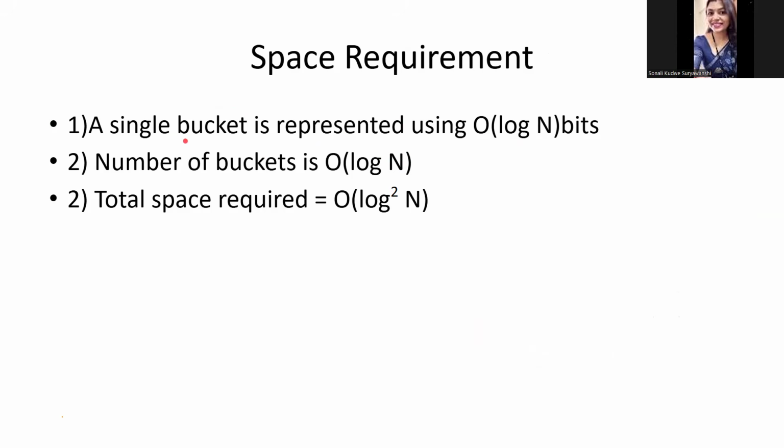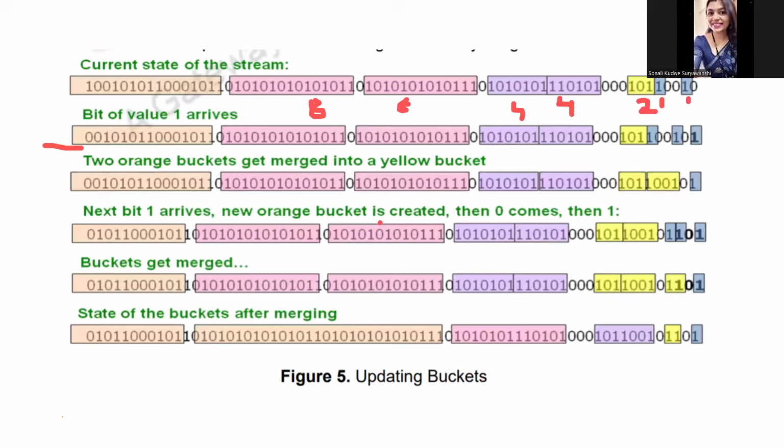Right. So here for a single bucket, it uses big O of log n bits to represent a bucket, and the number of buckets in a given window can be big O of log n, and the total space required is log to the base log raised to power to n. And this is how you can update.